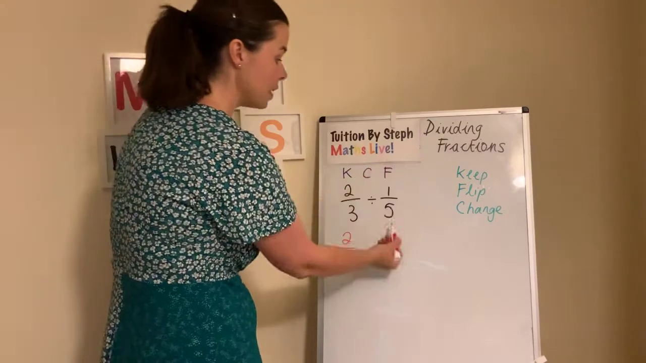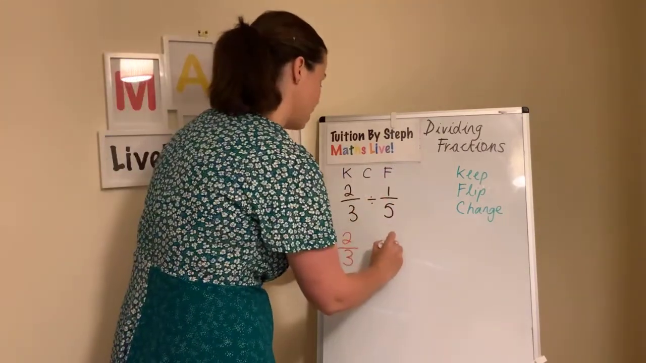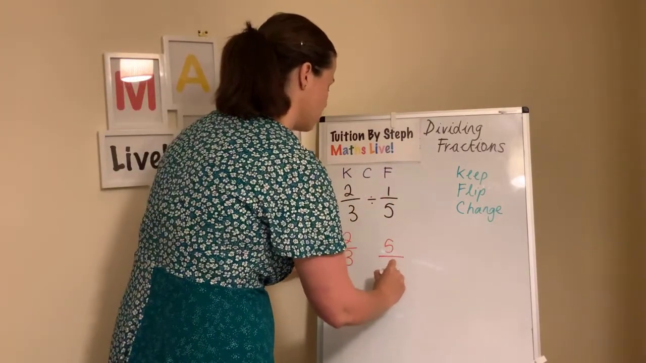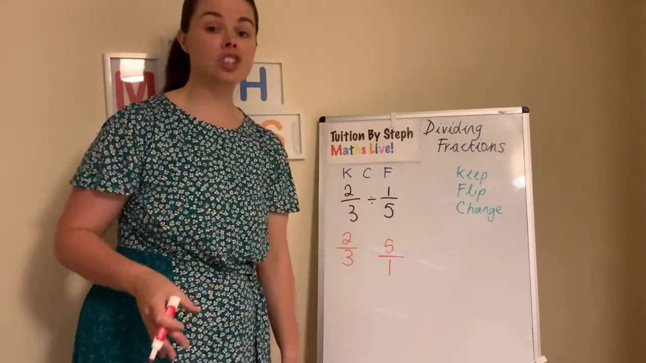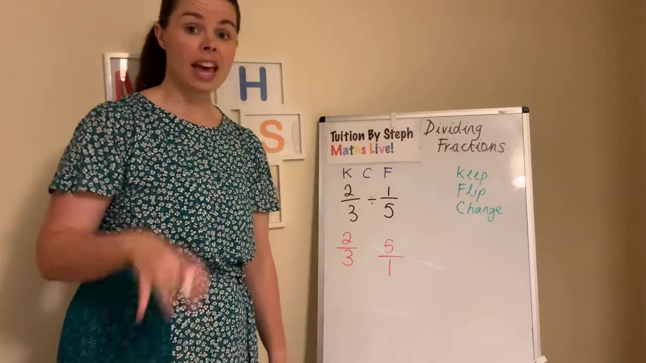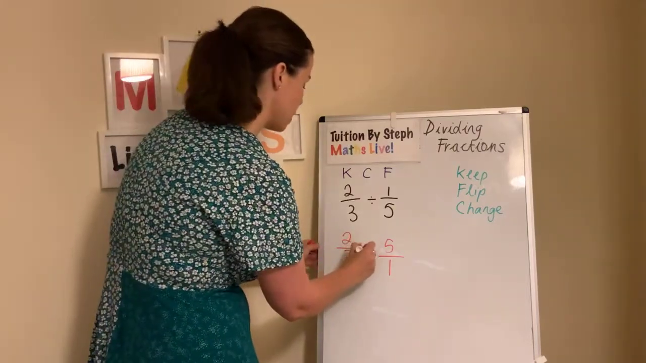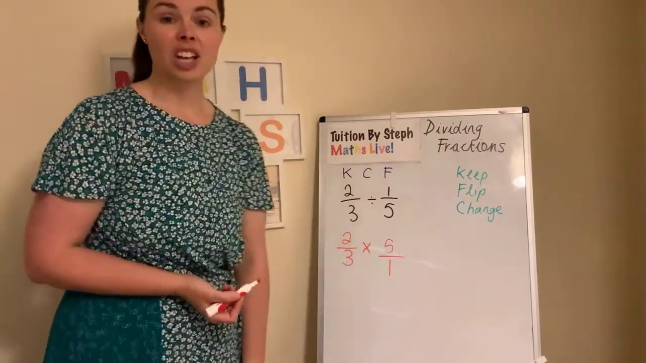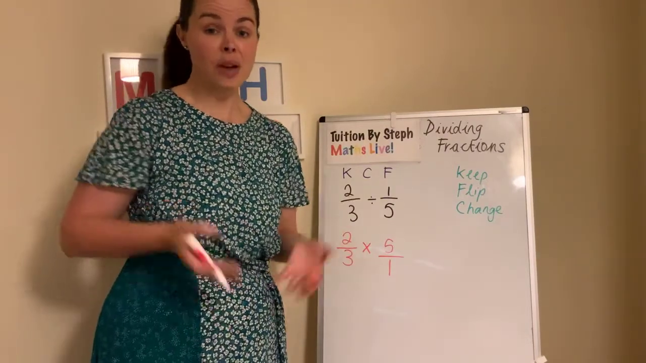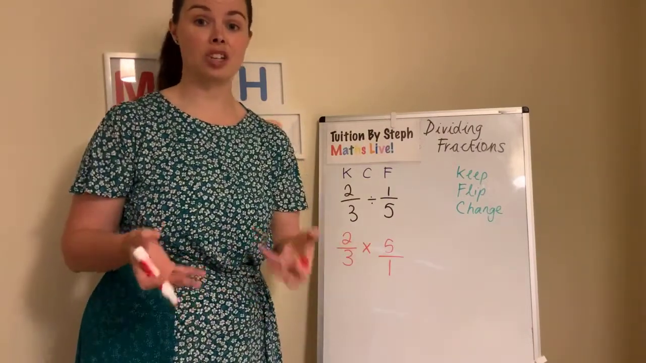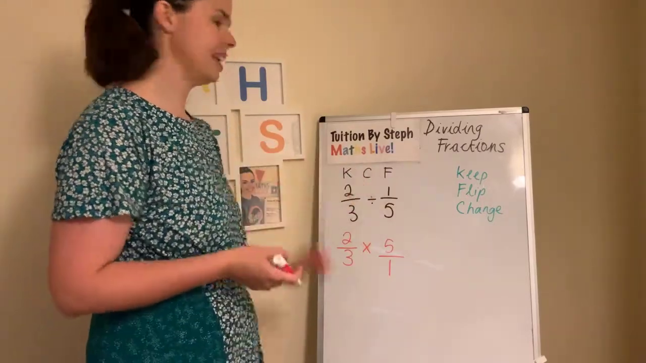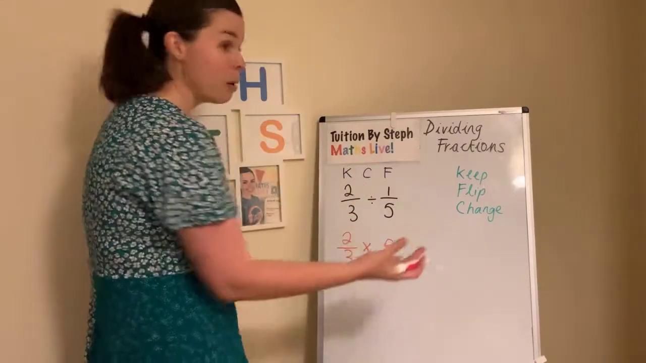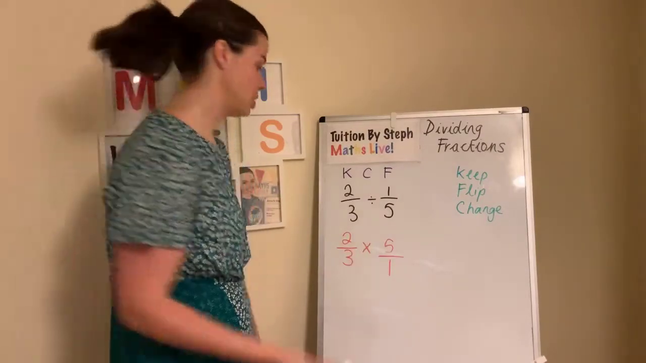When it says flip, that means that fraction there is going to turn around. And change the middle one. We're going to change it from division into its opposite number, multiplication. So we don't divide fractions. If we ever are asked to divide fractions, we actually multiply them using the KFC method. KFC. And now we know how to multiply fractions, so we just carry on.